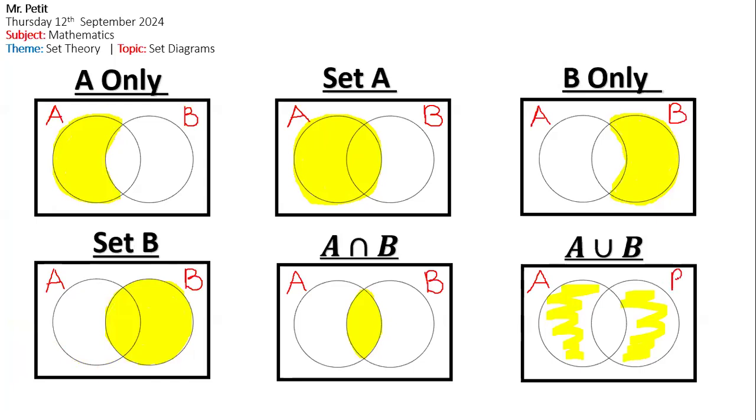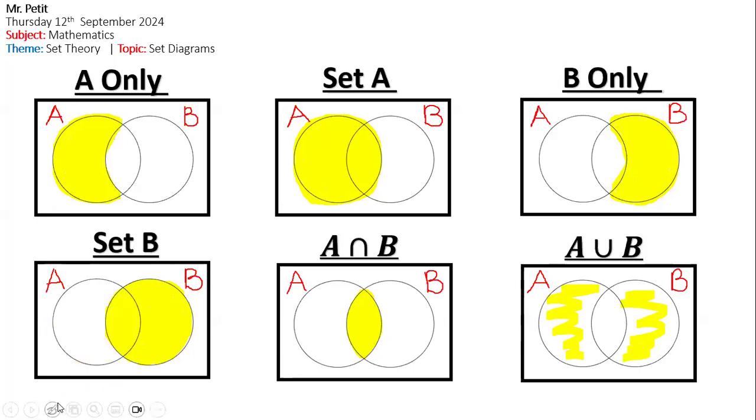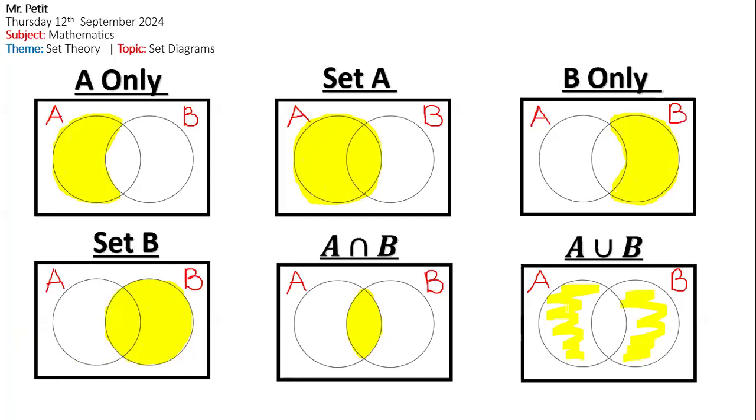So this is going to be B. That one looks much better than all the other B's. Okay, so shading all of A and all of B. All of it.